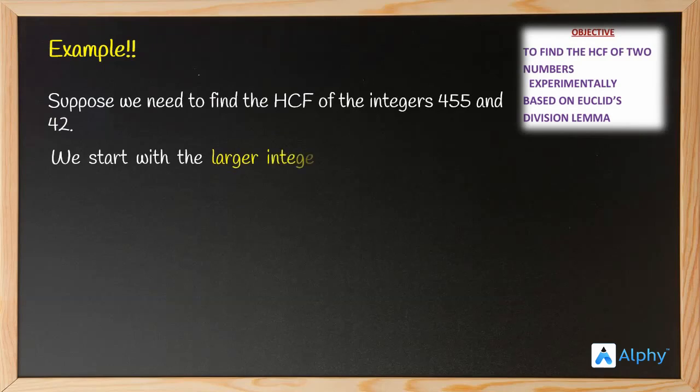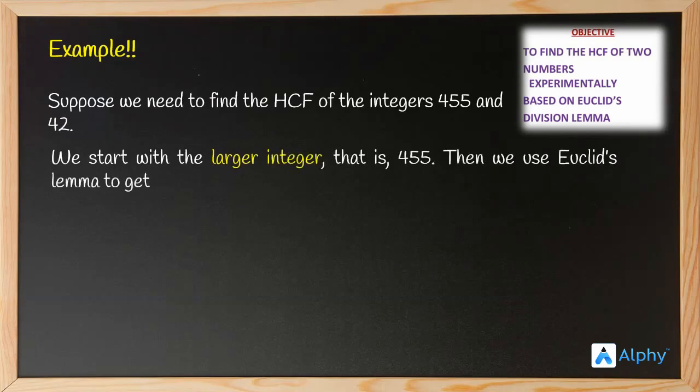We start with the larger integer, that is 455. Then we use Euclid's lemma to get 455 is equal to 42 into 10 plus 35. So from the general equation, we have got this. Let's see what we're going to do next.